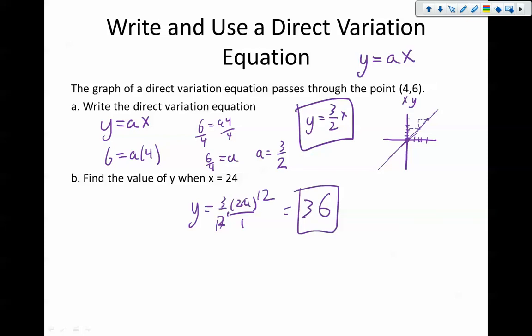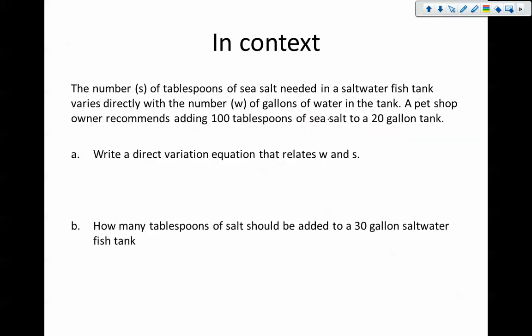So we're using some information given to us to create the equation. I know that it goes through the point 4, 6. I know that the equation is direct variation, so I take that point and plug it in. Solving for a gives me the slope, and then I can just plug that back in for my equation. Let's do this one more time, but let's do it in context this time.